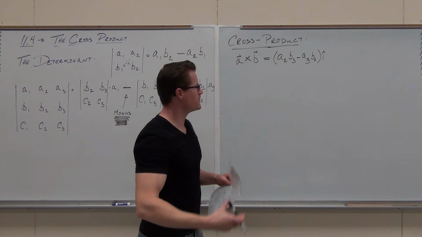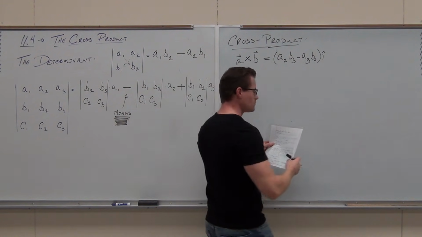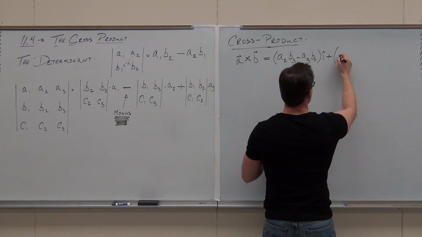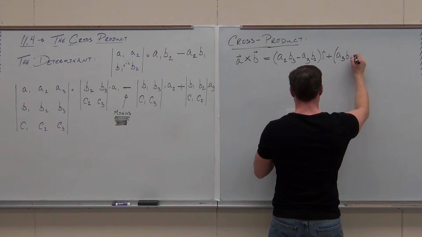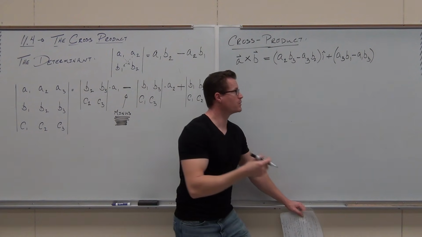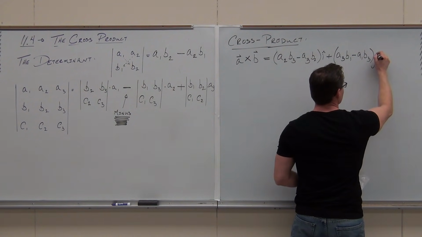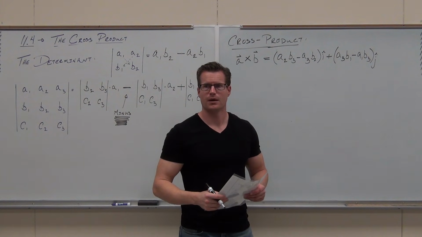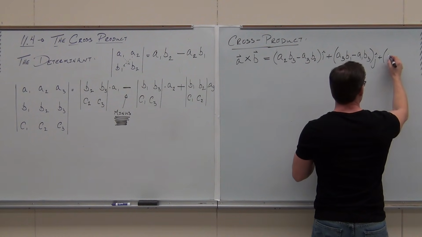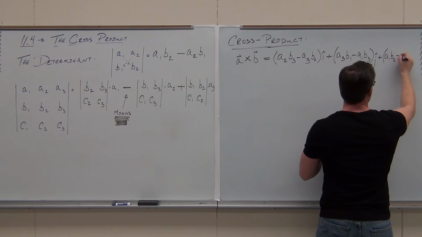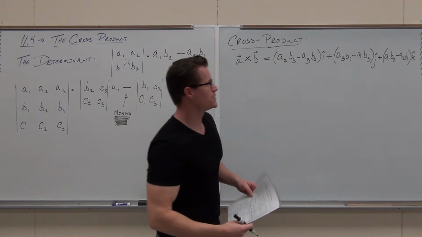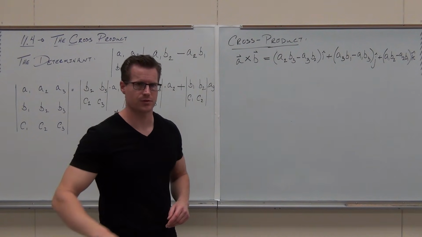It takes A2B3 minus A3B2, and puts an i after them. Then A3B1 minus A1B3, then puts a j after them. And then A1B2 minus A2B1, and puts a k after it.